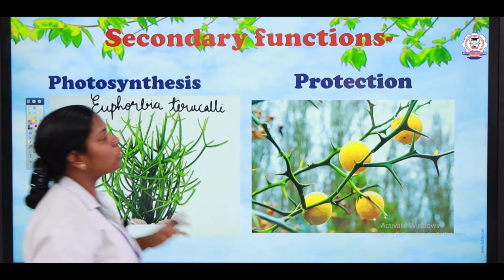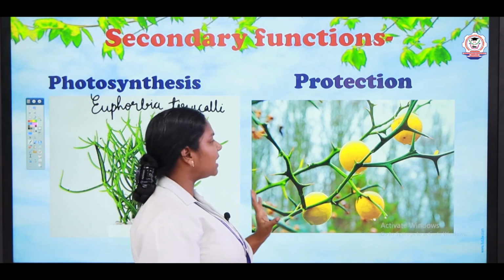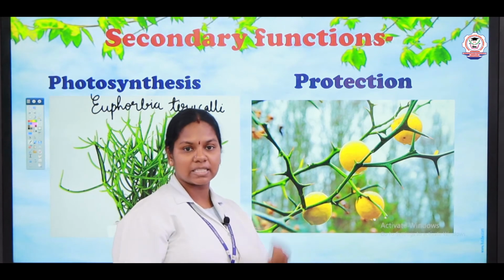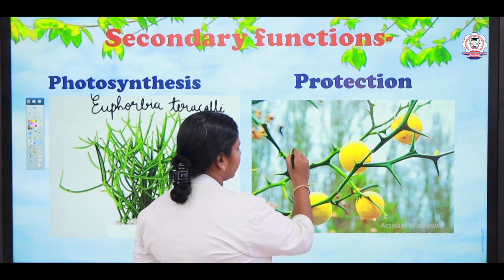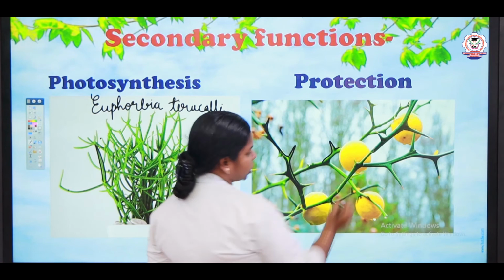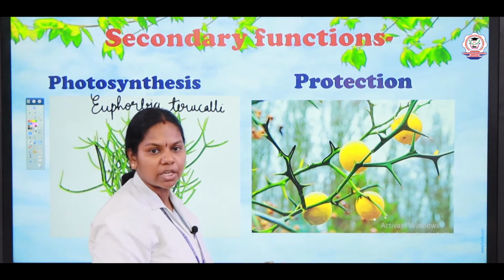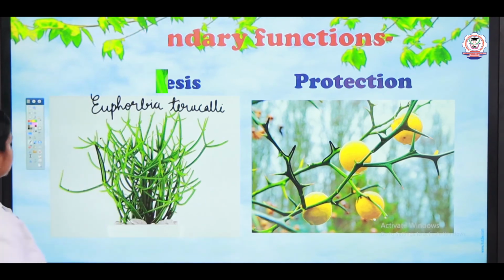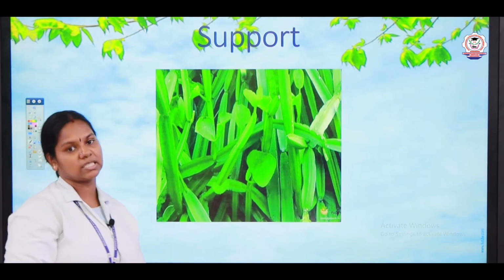And some other stems are responsible for protection. For example, in citrus varieties such as lemon, you can see the thorns. In the stem, you can see many thorns. So, it is responsible for the protection. So, some stems also perform the function to protect the plant. Example, citrus. And another important function is the support.